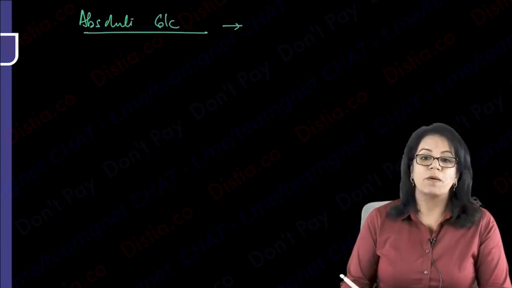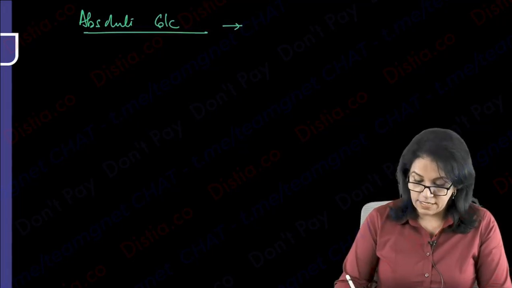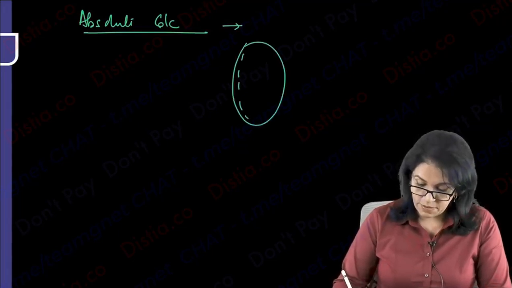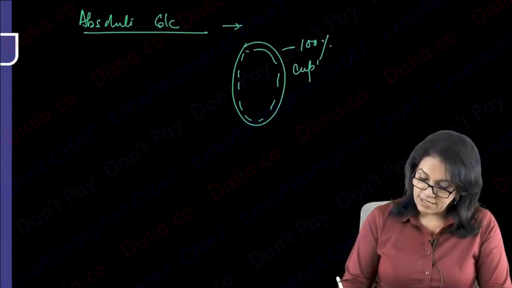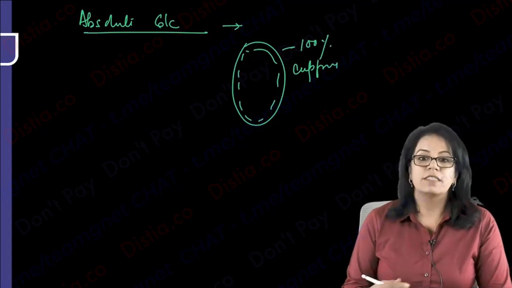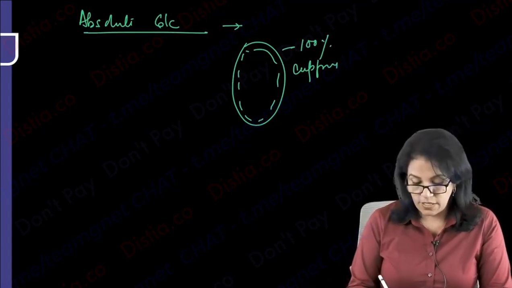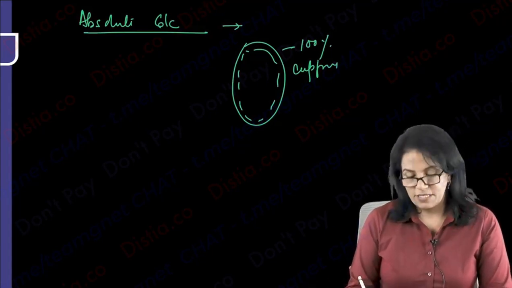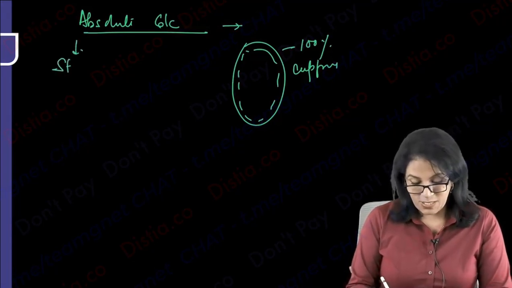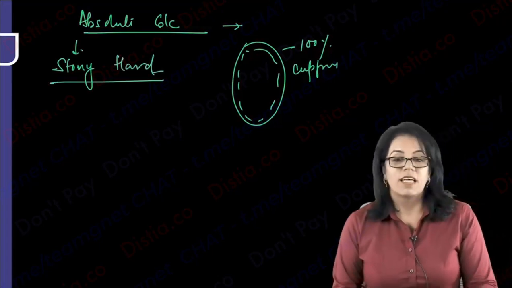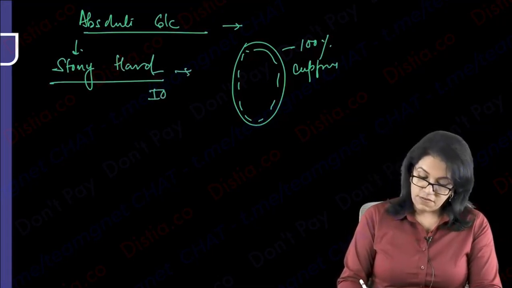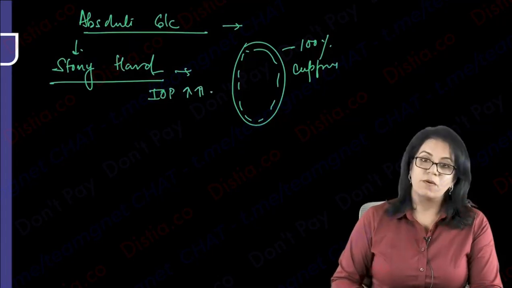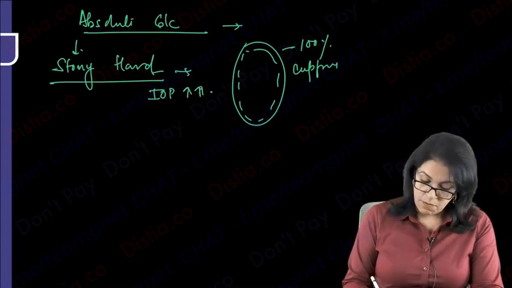So absolute glaucoma means all the nerve fibers are damaged and there is 100% cupping, right? So when you say 100% cupping, the CD ratio becomes 1. So all the nerve fibers are damaged. The eye is described as stony hard. So just understand, this is a stage which is not responding to any treatment as well. Stony hard, why? Because the pressures are very, very high. Let's note it down. And it is a painful blind eye.